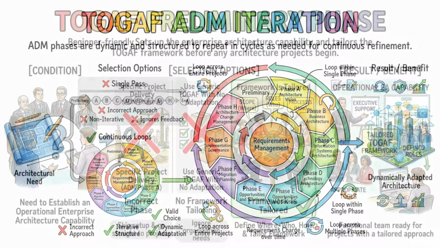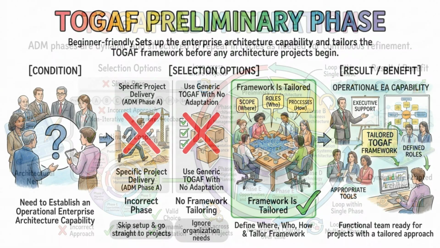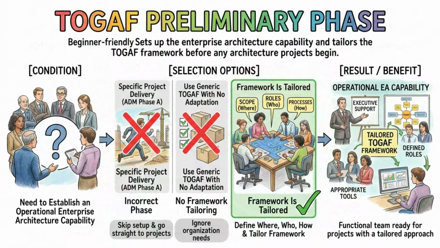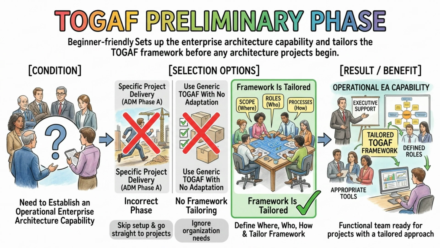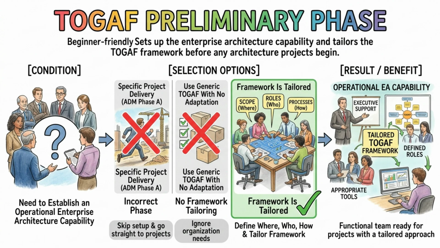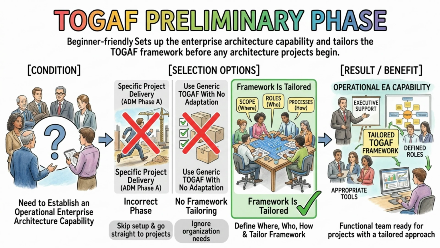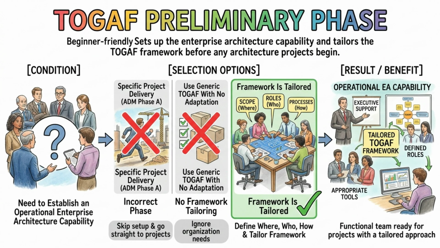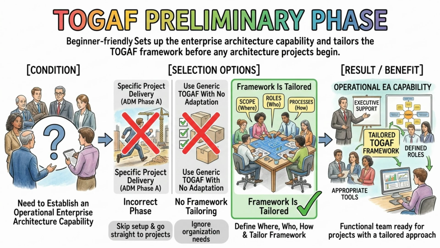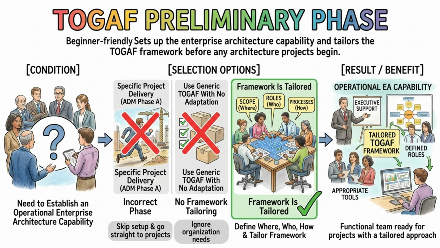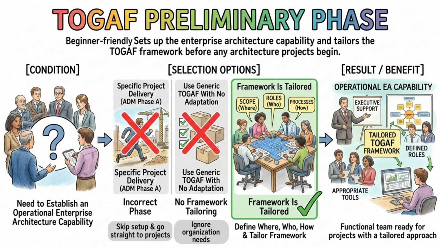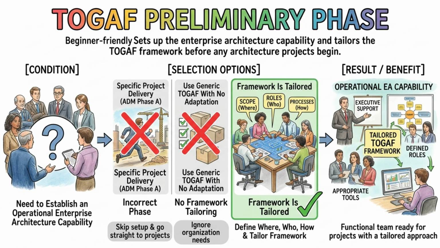The journey begins with the preliminary phase, which sets up the enterprise architecture capability within an organization before any specific architecture project is launched. In this phase, leaders define where within the enterprise the architecture work will take place, who will do the work, and how it will be conducted. The primary objective is to establish an operational architecture capability that has executive support, defined organizational roles, and appropriate tools. Exam questions often highlight the preliminary phase as the phase where the framework itself is tailored.